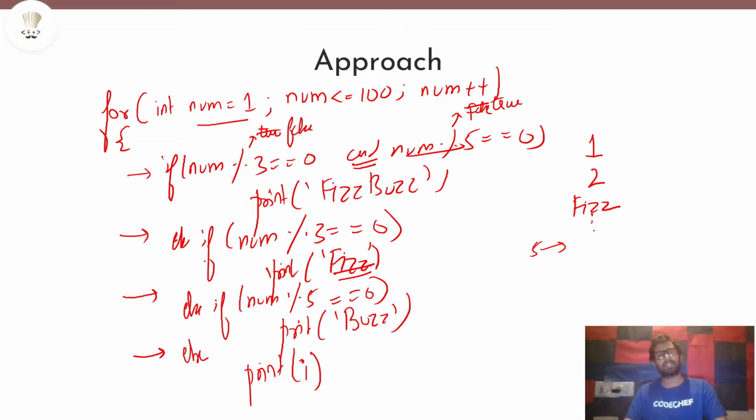So you go to the next else. You check if 5 mod 3 is it 0? No. Then you come to the next else condition. 5 mod 5 is it 0? Yes. So corresponding to 5, BUZZ will be printed.